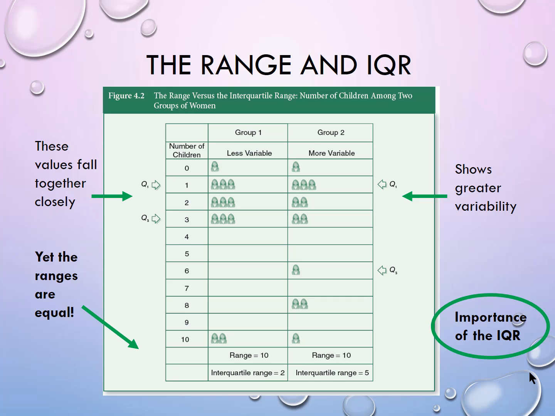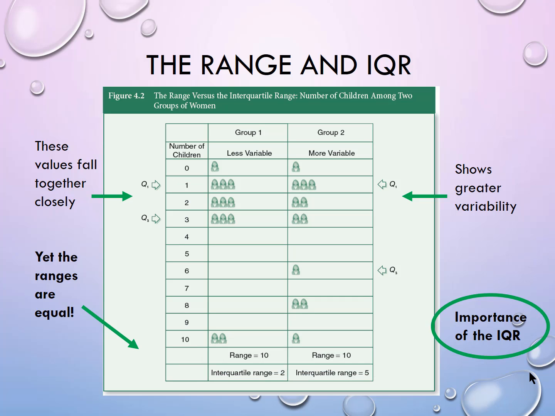So if you just look at these examples, the range versus the interquartile range, number of children among two groups of women. In the first group, you can see we have 0, 1, 2, 3 children, and then 2 people actually had 10 children. In the second group, it's a little bit more spread out. Group 2 shows greater variability than Group 1. The range alone, taking the highest minus the lowest, is 10 for both, so it would not give us an accurate picture of what's really going on.